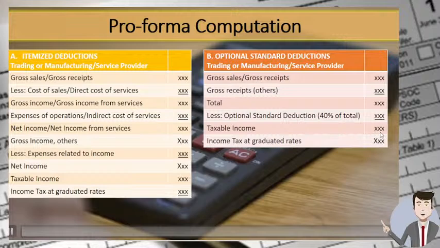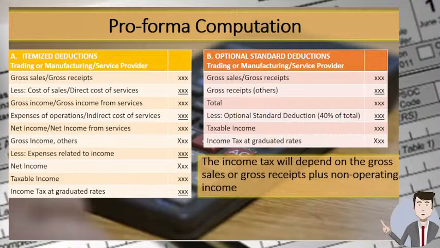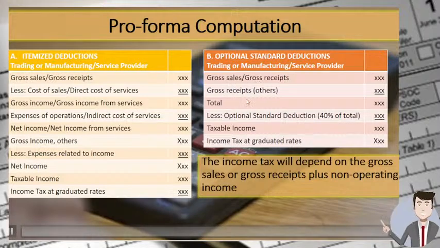Then the taxable income will be the basis in computing your income tax, using the schedular or graduated income tax table for individual taxpayers, which was already discussed earlier. Okay? So, a simple note before we end our discussion: the income tax will depend on the gross sales or gross receipts plus non-operating income.